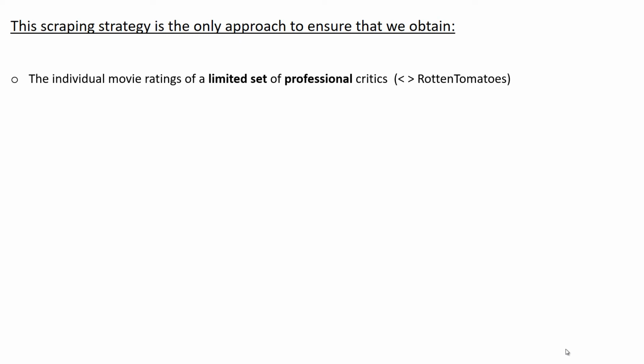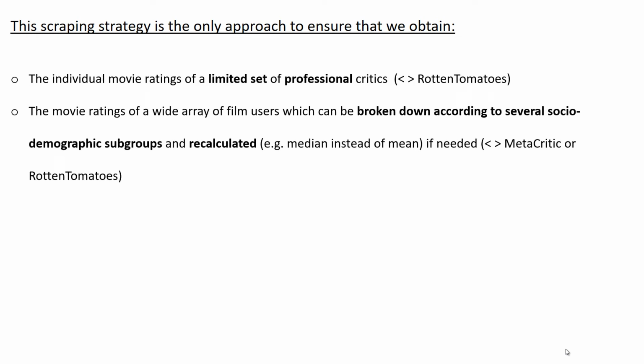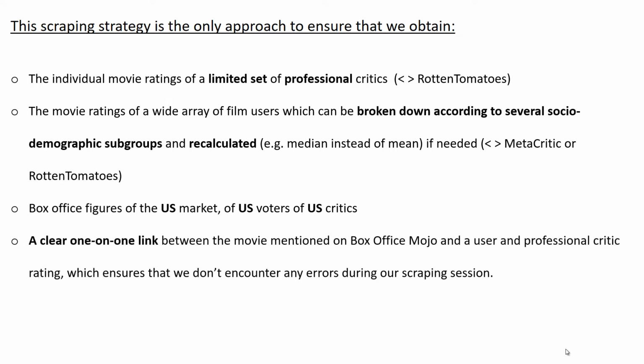It's also the only scraping strategy that makes sure that we obtain the individual movie ratings of a limited set of professional critics, as I already told you, unlike Rotten Tomatoes. We can also break it down according to socio-demographic groups, as I mentioned. So we can look at the US market, the US voters, and the US critics. And it provides us with a clear one-on-one link between a movie mentioned on Box Office Mojo and the user and professional critic rating.